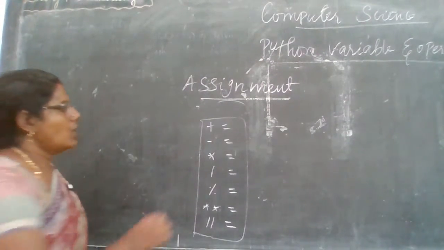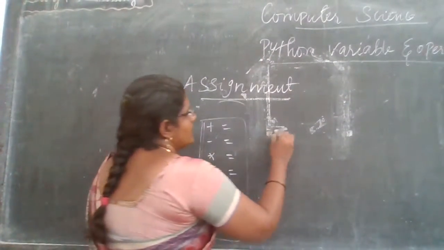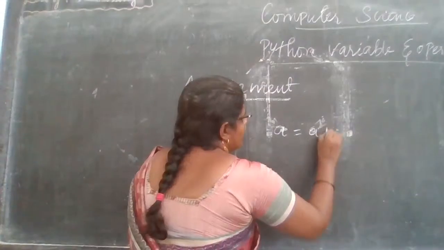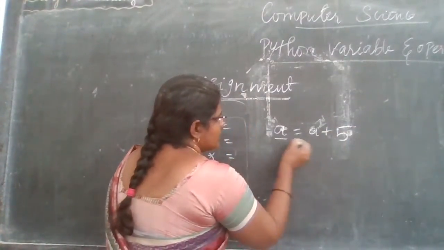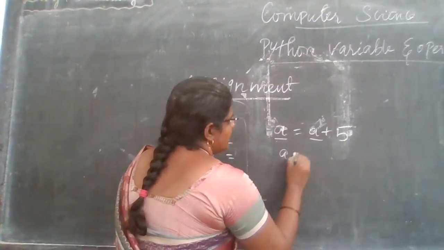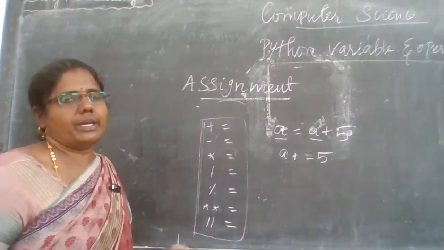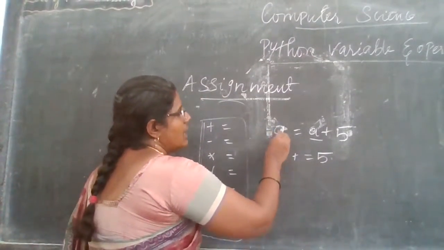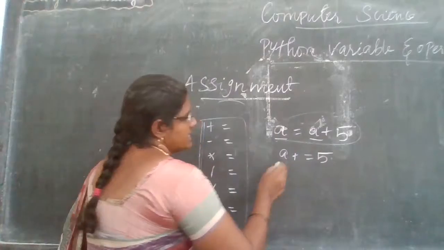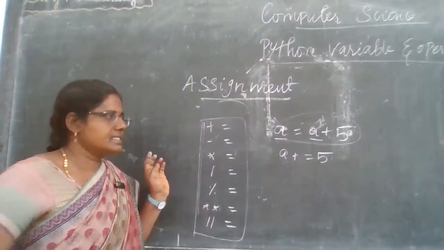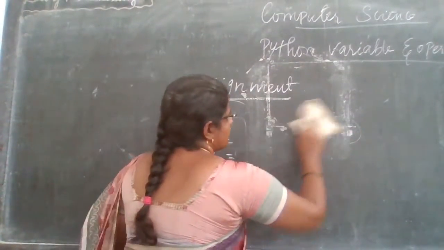Okay. How can we write this? For example, a equal to a plus 5. These operands are the same, so we write a plus equal to 5. So a plus equal to 5 means a equal to a plus 5. This statement we write like this, a plus equal to 5. In the same way we write subtraction, multiplication, division, everything.